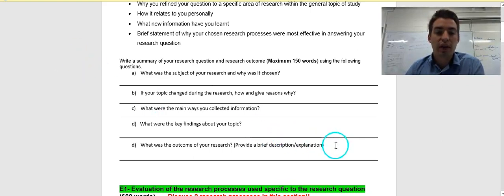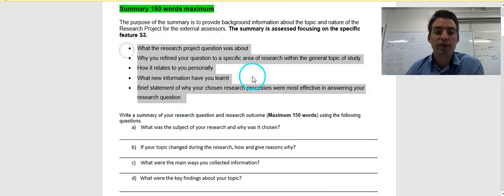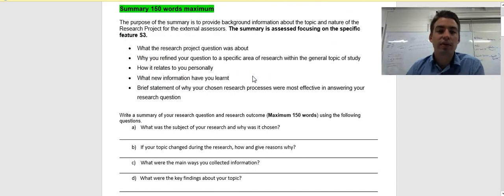So whether you do it as questions or whether you try and do it by dot points, doesn't really matter. You've got 150 words to try and explain to the marker exactly what your research project was all about.